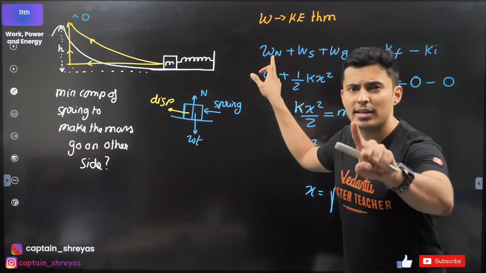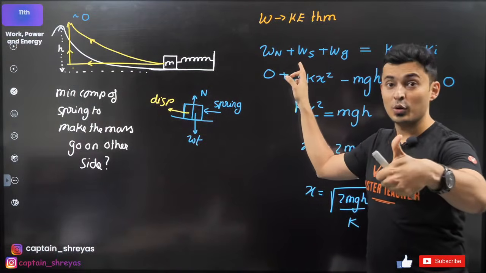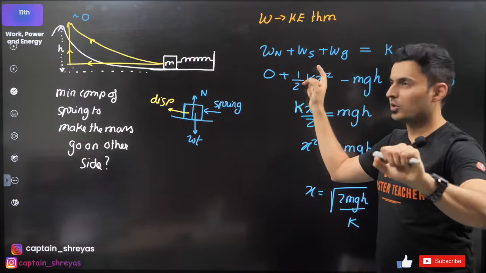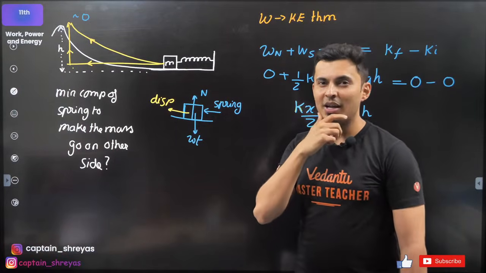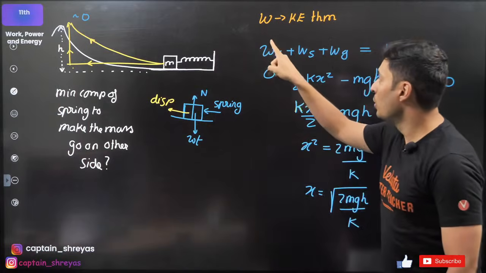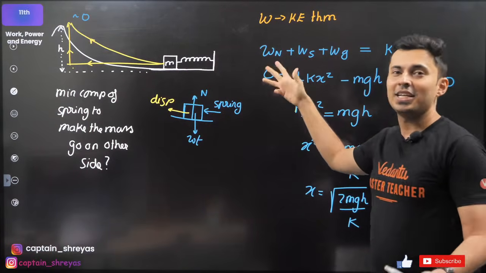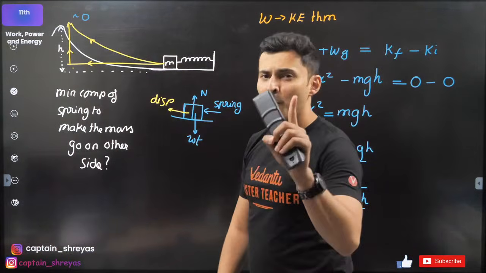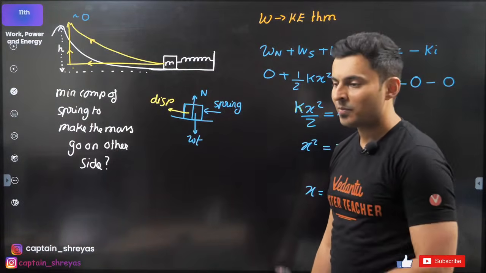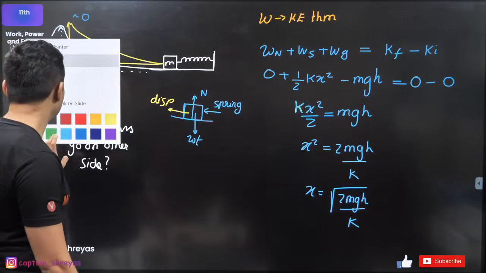Is normal evil or good? Normal is non-conservative, evil. Spring, good force. Gravity, good force. Two good forces, one evil force. Now you might be thinking, sir, evil force is there. But look over here. Is the work done by the non-conservative evil force 0? Yes, it is. It's not performing work. So hence, I can say mechanical energy is conserved. Yes or no, guys? Can I not say that?